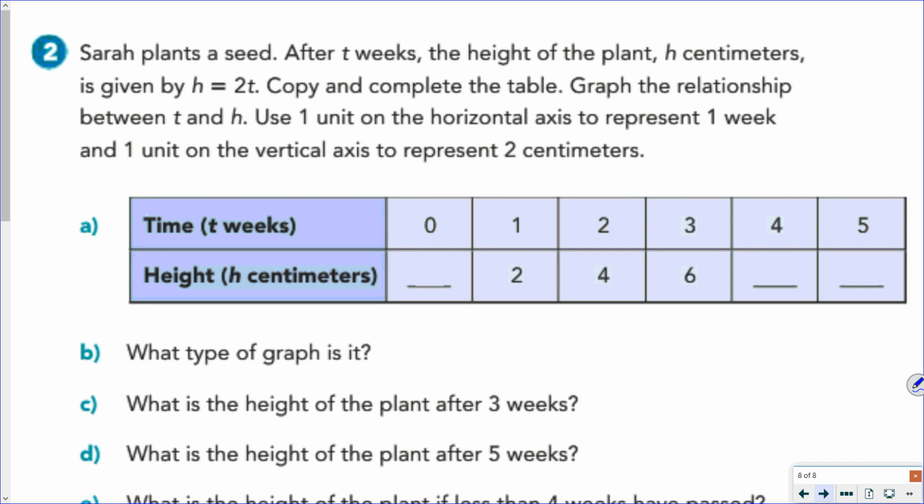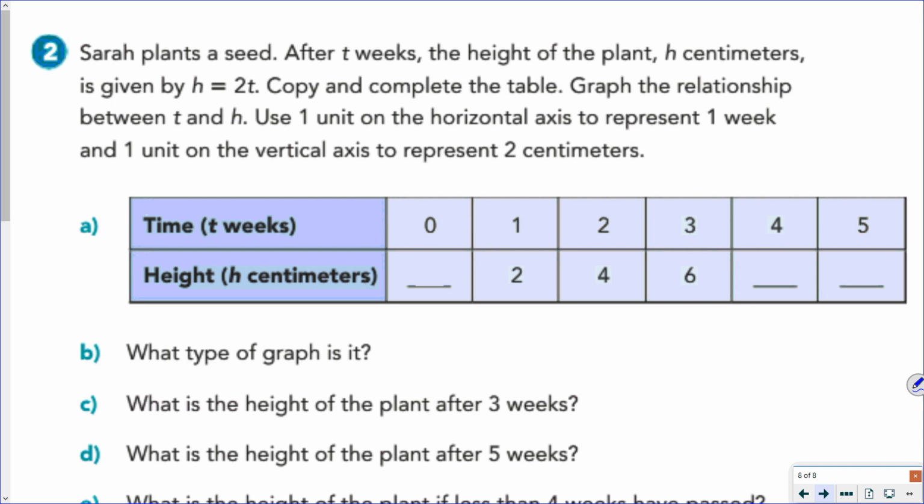And here's our final, excuse me, I apologize, our final example here. Sarah plants a seed. After t weeks, the height of the plant, h centimeters, is given by h equals 2t. We're going to complete the table, graph the relationship, and move on.